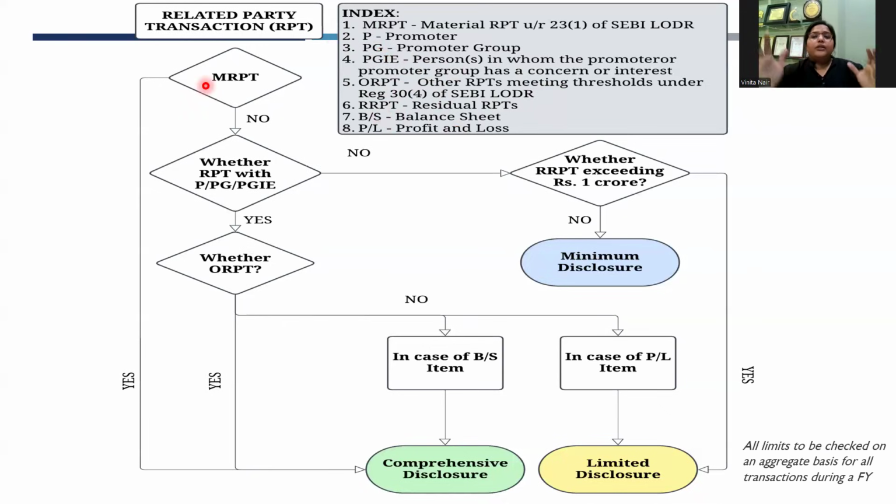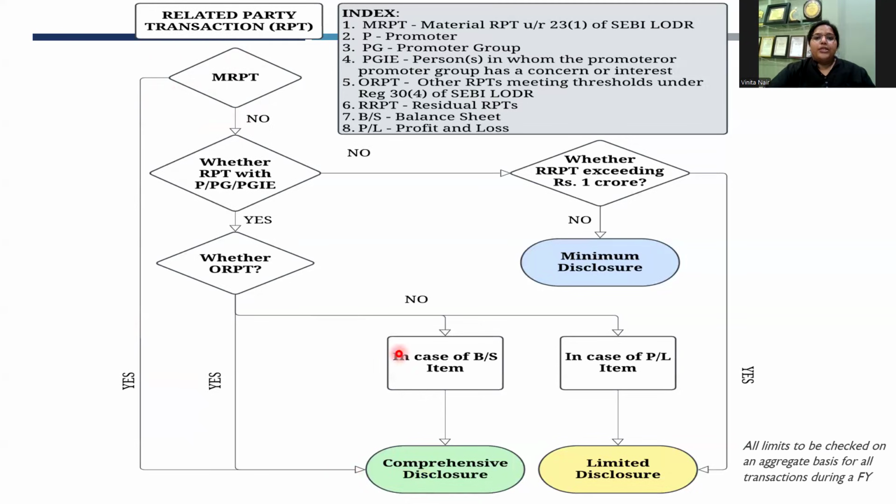Now when we look at the disclosure requirement, first, what are we looking at? We look at the transaction being undertaken with the RP, aggregate the transactions for the entire year, and see whether it is a case of material RPT. If it is a material RPT, then I need to give a comprehensive disclosure.